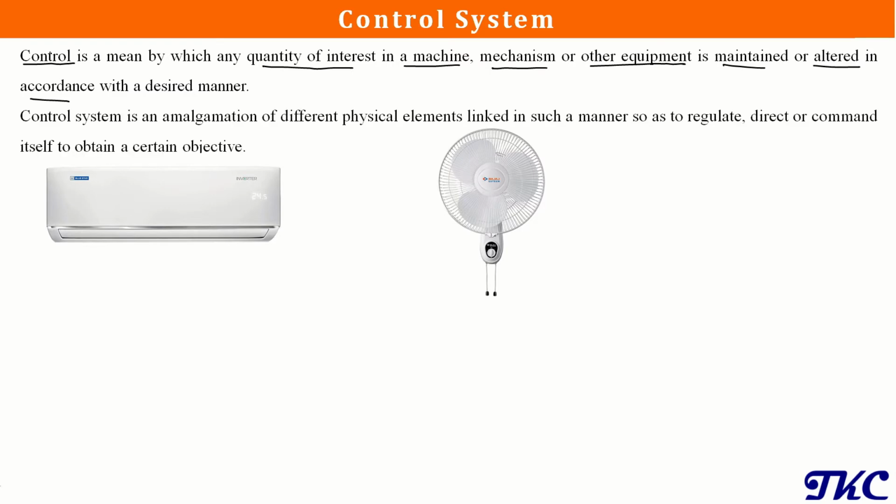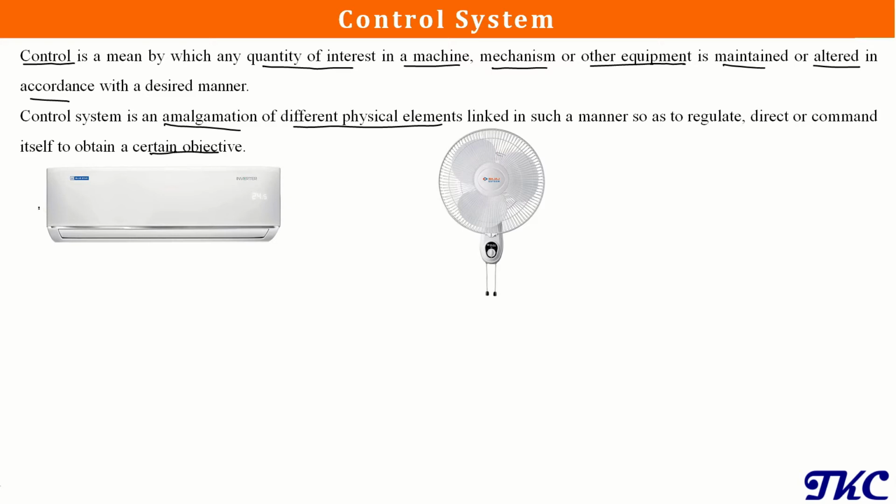Now let's define the control system. Control system is an amalgamation or combination of different physical elements linked in such a manner that they can be regulated, directed or commanded by itself in order to obtain a certain objective. This is the definition of control system. It is a combination of different physical elements, and they will be linked in such a manner that they can regulate, direct or command itself in order to achieve a certain objective.